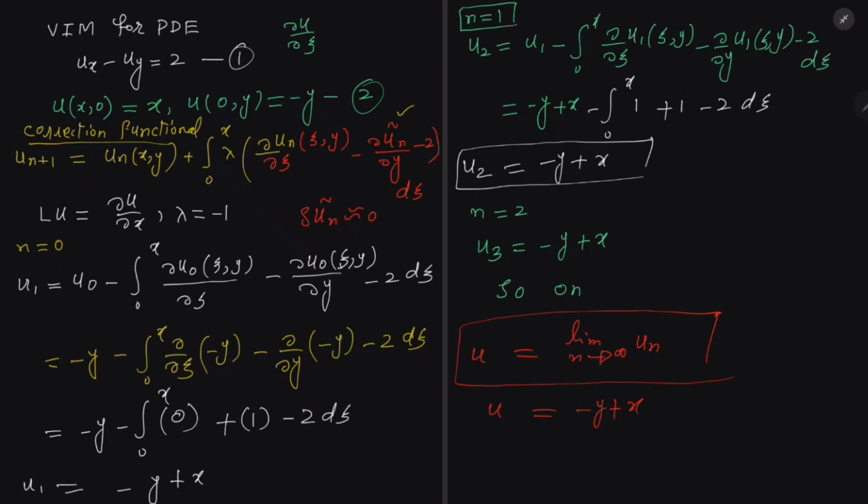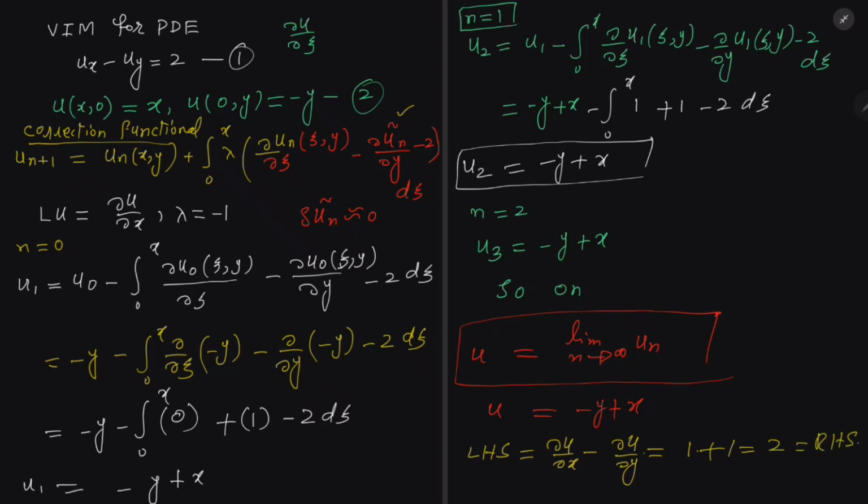If you just want to verify whether this solution is correct, we take the left hand side, partial u by partial x minus partial u by partial y, equal to 2. On the left hand side, partial u by partial x is 1 and partial u by partial y is minus 1, so 1 plus 1 is 2, which is equal to the right hand side.